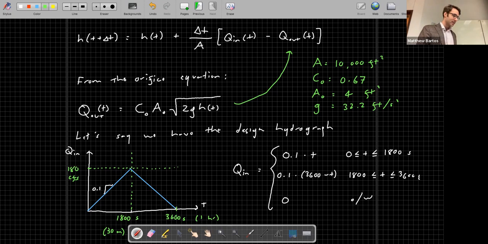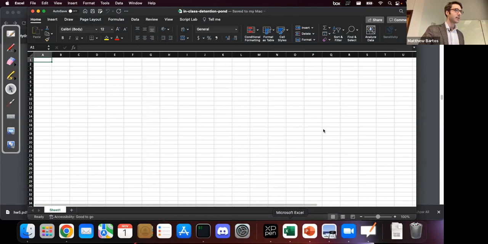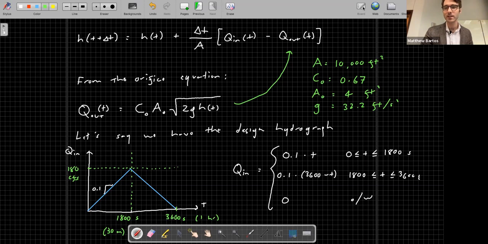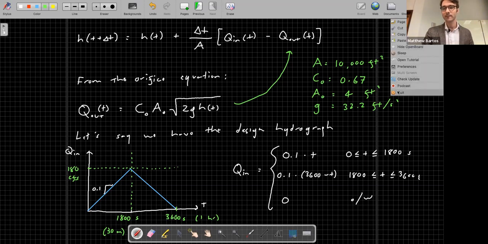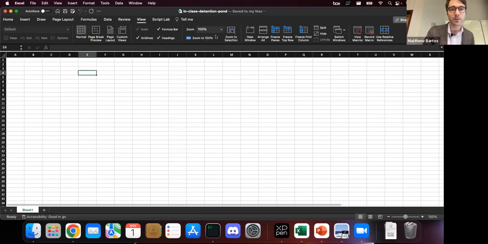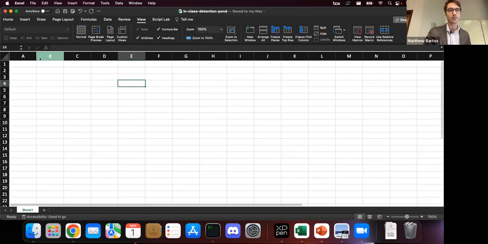I haven't used Excel in a while, so I'm a bit rusty, but I'll do my best here. After this, I will give you a couple challenge problems to work on. I'm going to have to exit out of this. All right, let's zoom in. That's probably a bit too zoomed in. Okay, so what we're going to do is simulate this detention pond using the equations I specified earlier.